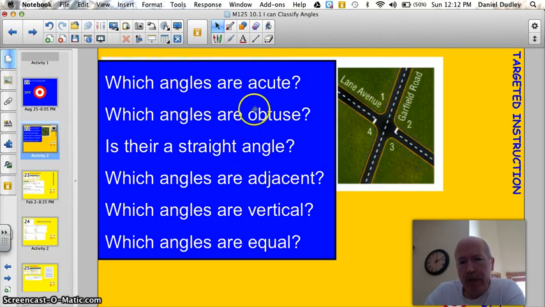Which angles here are acute? Which angles are obtuse? Is there a straight angle? Which angles are adjacent? I'm overwhelmed. Let's take this question at a time.